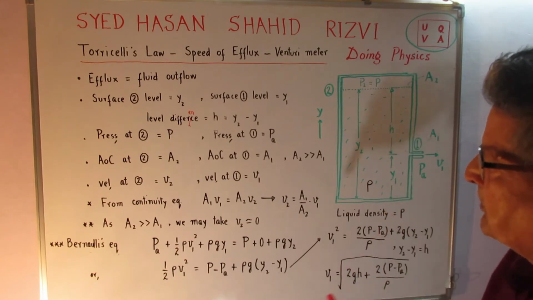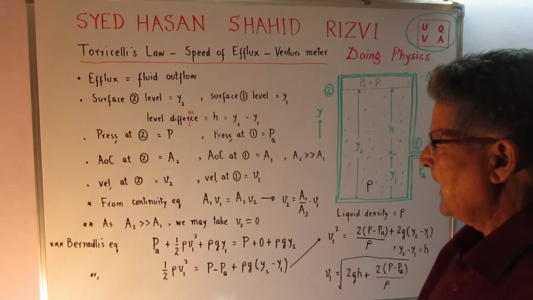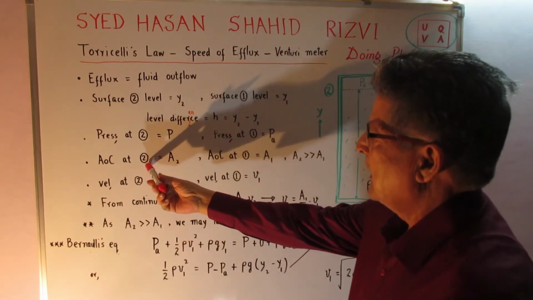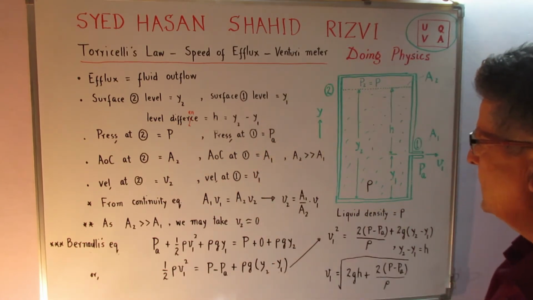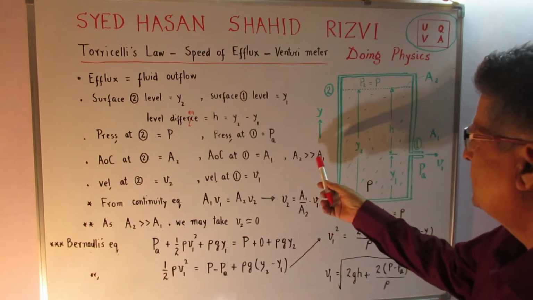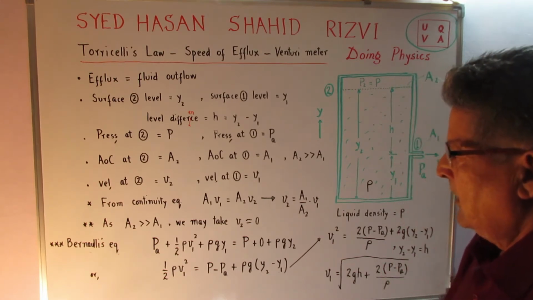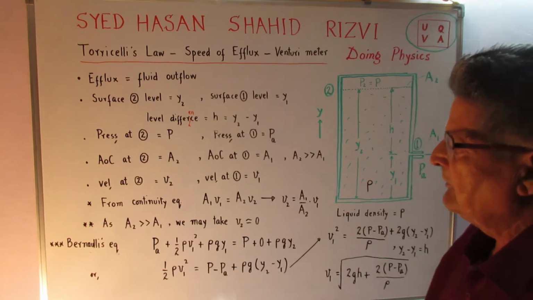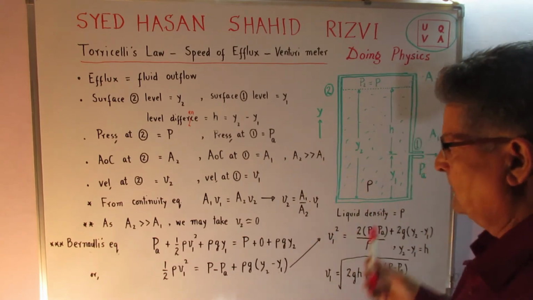As I said, the pressure at 2 is P and the pressure at 1 is the atmospheric pressure PA. The area of cross section I have written here at level 2 is A2, and the area of cross section at 1 is A1. And as is evident from here, A2 is far larger as compared to A1. The velocity of the fluid at this level is taken as V2, and the velocity at 1 is taken as V1.